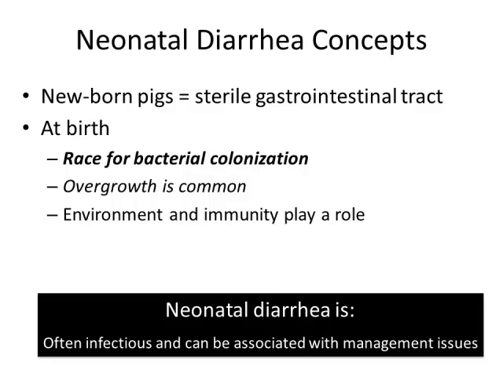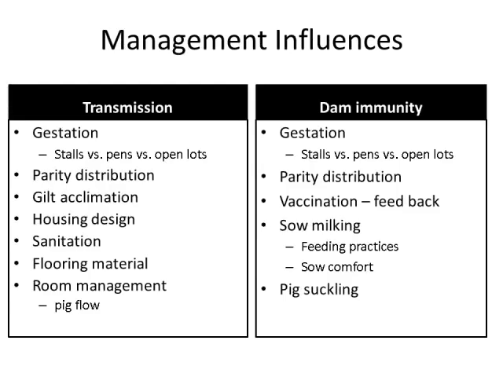And here's some things that I can think about. You have the environment itself and the dam. You can think about gestation, the type of gestation, the parity, gilt acclimation, all that stuff, the sanitation, which can play into the amount of bacteria that's in the environment. But then also the dam immunity plays into it, like feedback, how much the sow is milking, how often she's milking, colostral intake. That's all important when it comes down to neonatal diarrhea.